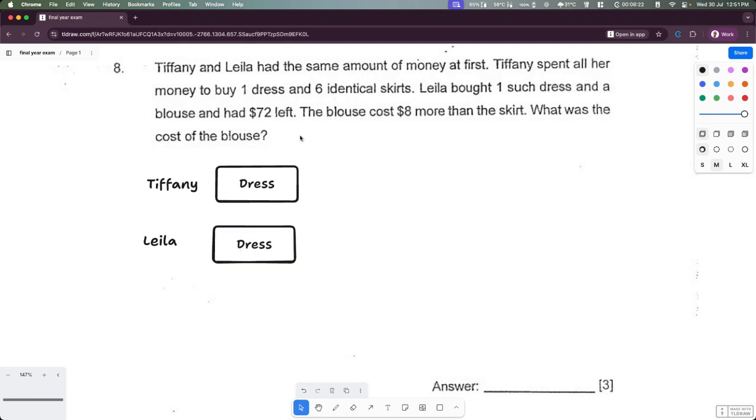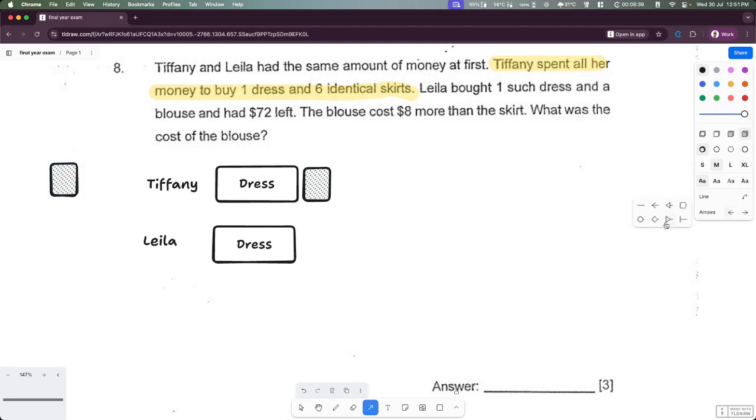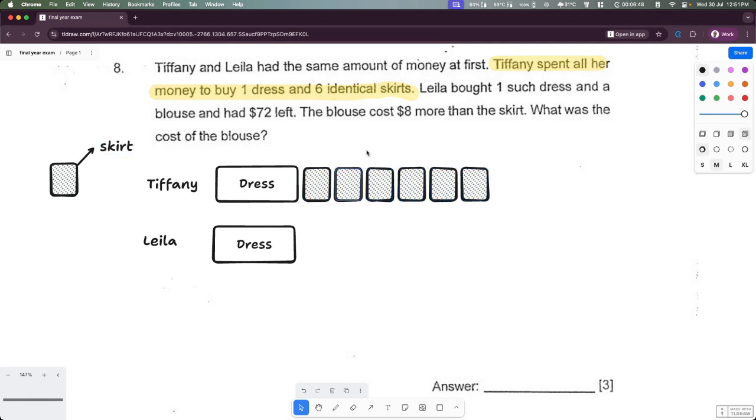So the next thing is that for Tiffany, let's do Tiffany first. Tiffany spent all her money to buy one dress and 6 identical skirts. Okay, so what I'm going to do is put the skirt as this, right? So let me just put this as a skirt, with the arrow over here. So this is a skirt. All right. So we have 1, 2, 3, 4, 5, and 6. 6 skirts. So Tiffany bought 6 skirts. Next thing is this is done. Now let's move on to Leila.